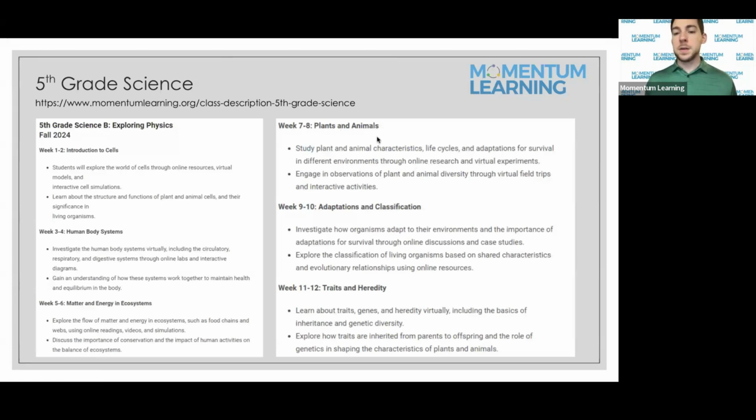Week 7 and 8 is on plants and animals and adaptations. So that'll link up to week 9 and 10, which will be more focused on how animals develop adaptations and how living things are classified. And then the final 2 weeks are on traits and heredity, right? So basically how organisms develop unique characteristics and how those are passed down through generations and change.